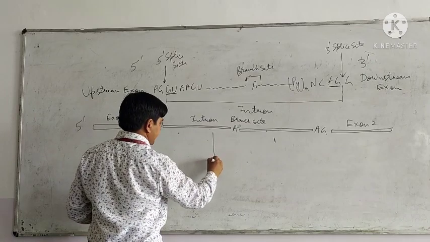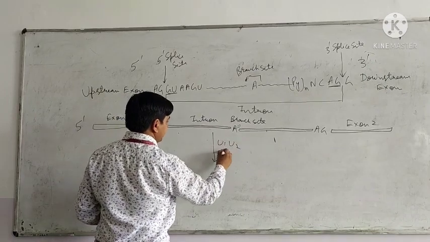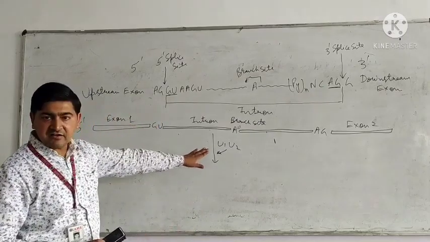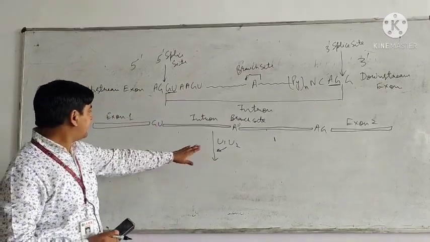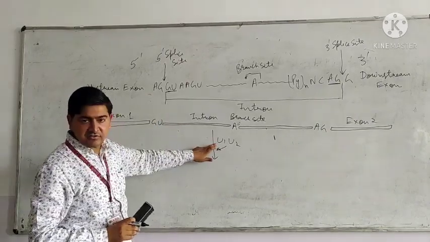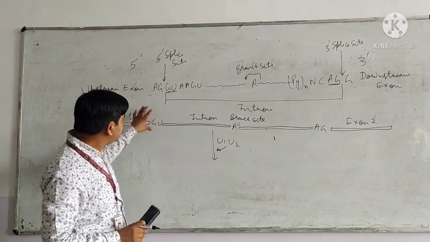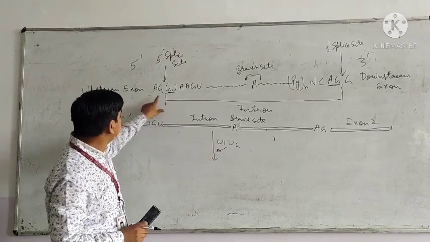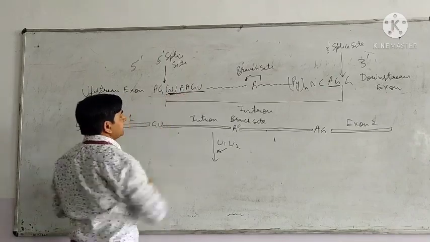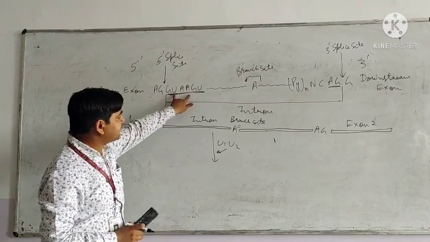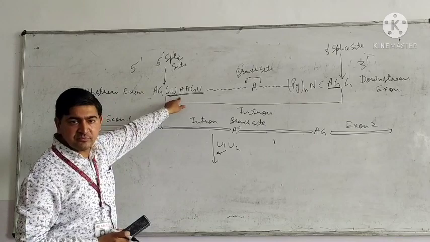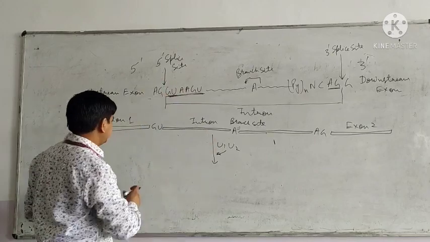So in this process, first U1 and U2 add. U1 and U2 are snRNA molecules. These come and join, U1 joins at GU, and it has some specific nucleotide sequence which attaches to this area. So this is a consensus sequence. You will find this at the beginning of the intron. This is a consensus sequence, and U1 has complementary sequences to it, and so U1 attaches on this side.